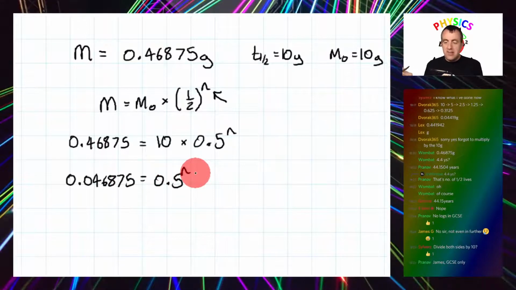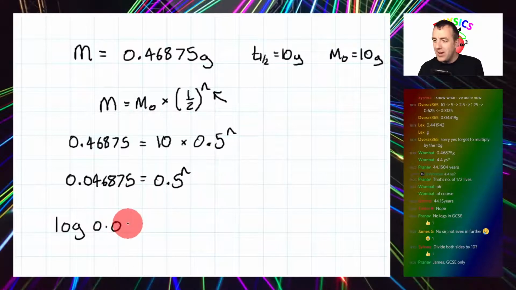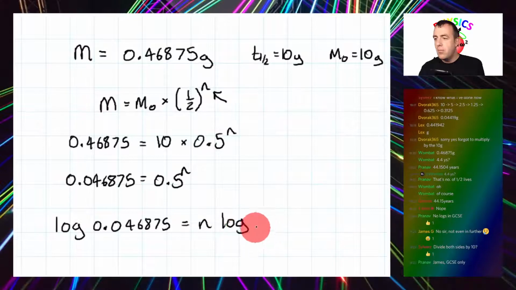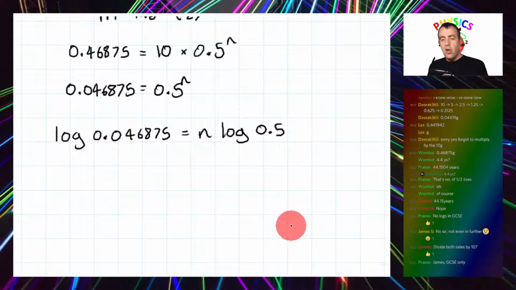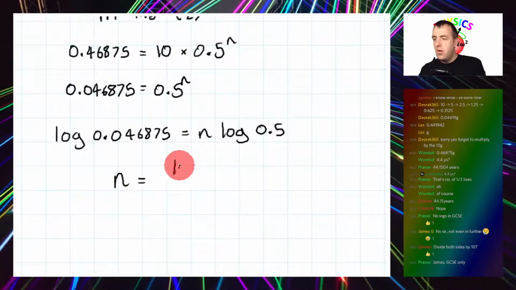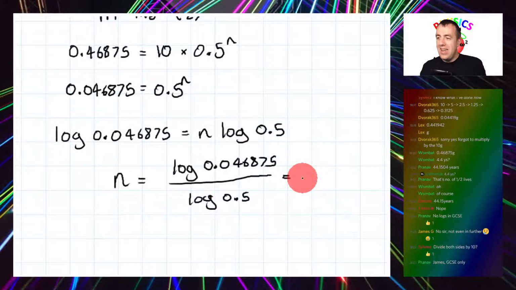And here's the new bit. Log of 0.046875, you can see that decimal point, log of that is going to equal n multiplied by the log of 0.5. Your calculator has a little button that says log. So you can now do n is equal to log of 0.046875 divided by log of 0.5. There you go, and it'll give you the answer.